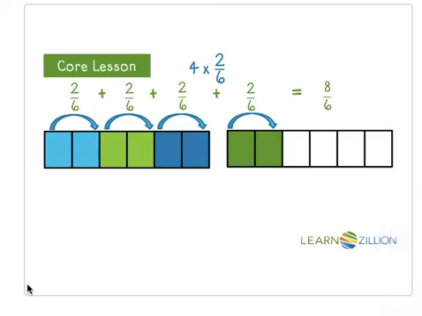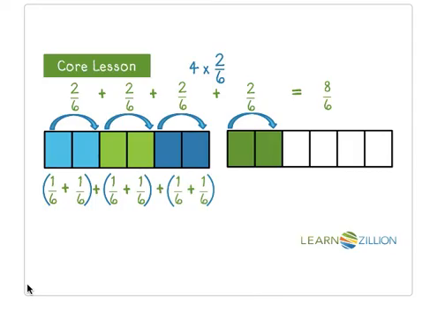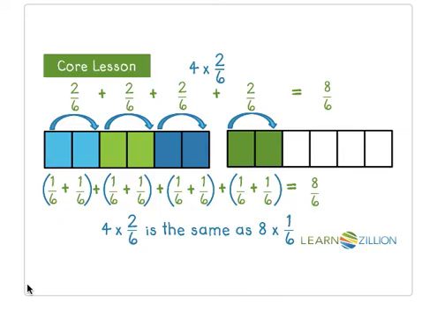We can also add the 1/6 to find our solution. 1/6 plus 1/6 plus 1/6 plus 1/6 plus 1/6 plus 1/6 plus 1/6 plus 1/6 equals 8/6. 4 times 2/6 is actually the same as 8 times 1/6.